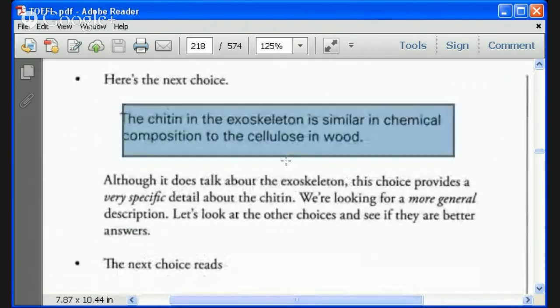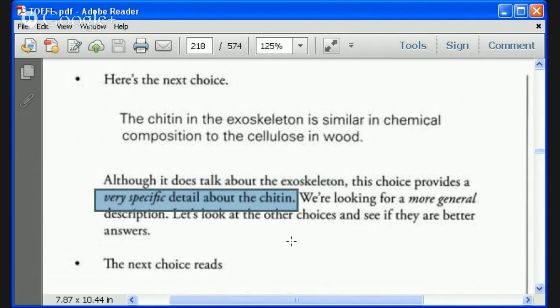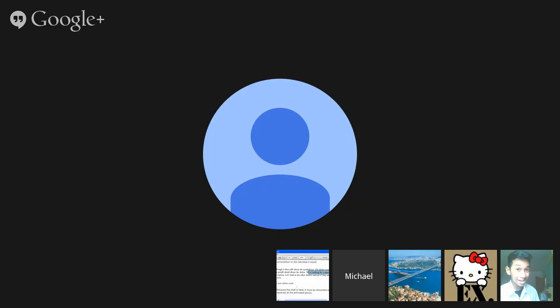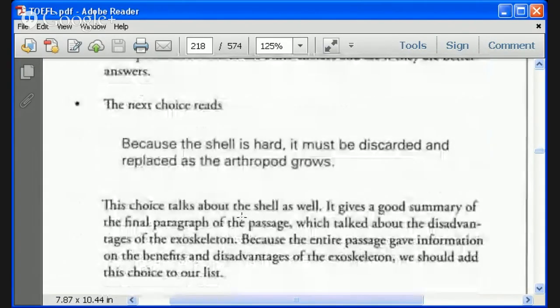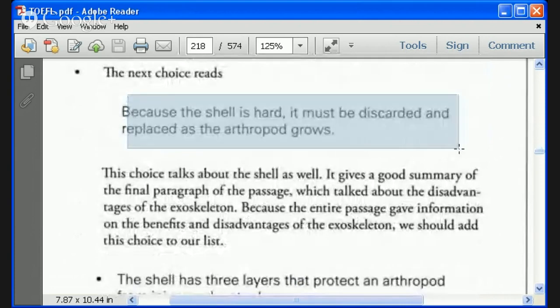Chitin, okay, it does talk about the exoskeleton, as we noted. It's a very specific detail. Okay, we're looking for more general, so there you go. That's it. We've already eliminated all the wrong ones, so we know that, in fact, we were correct.